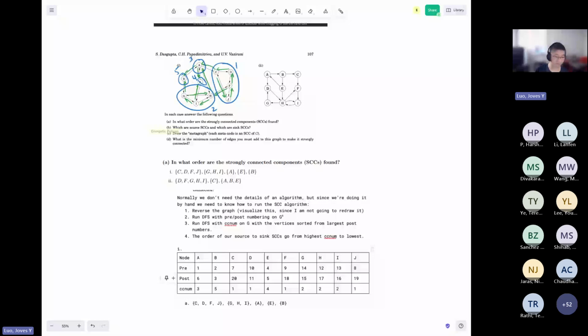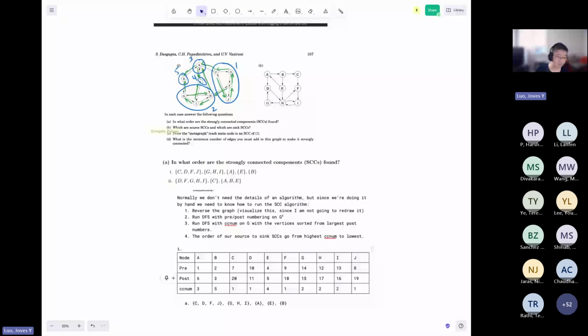Once we have the reverse of the graph, we are going to say, okay, run DFS with CC_num on G with the vertices sorted from largest post number. So our largest post number is J, which is 19. So this is our C, which is 20. Yep. So this is CC_num 1. So we go from C, and then everything that C can reach, which is J, F, D.